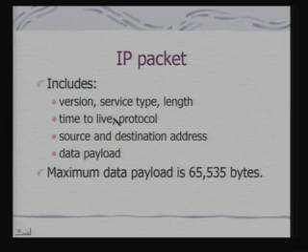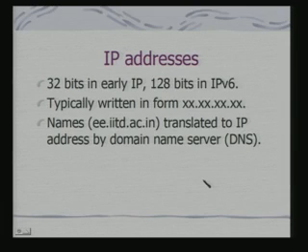IP packets have information like version, service type, length, source and destination address, as well as a data payload, and the data payload can be a maximum of 65,535 bytes. The addresses are very well known. It was 32 bits in early IP and 128 bits in IP version 6, and typically written in this form. There can be a number of digits depending on the addresses that are getting allocated, and you have the domain name server, which transforms these symbolic addresses to actual IP addresses.